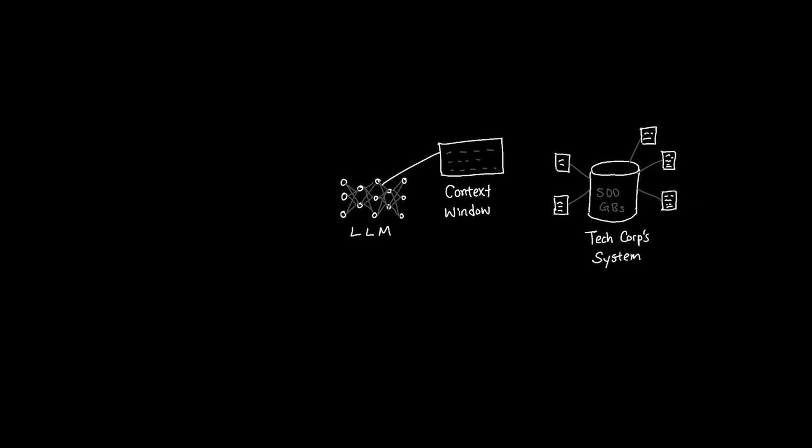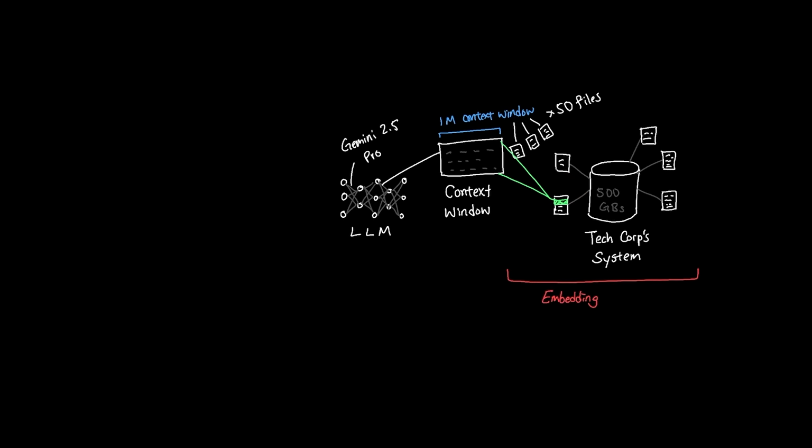Now that we have a grasp on what context window provides, TechCorp's 500 gigabytes of documents creates an immediate problem. Even the largest context window, like Gemini 2.5 Pro's 1 million tokens, can hold only about 50 files of typical business documents all at once. We need our AI model to understand all 500 gigabytes, but it can only see a tiny fraction at a given moment. This is where embeddings come in.